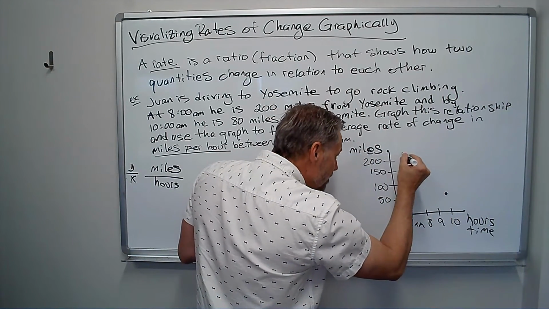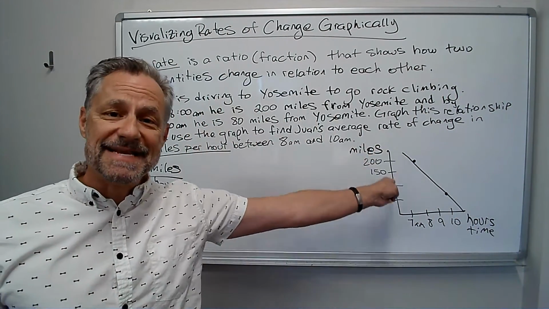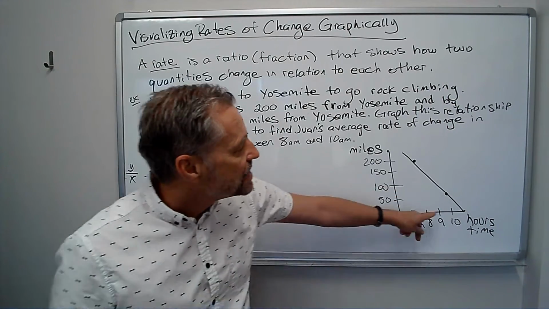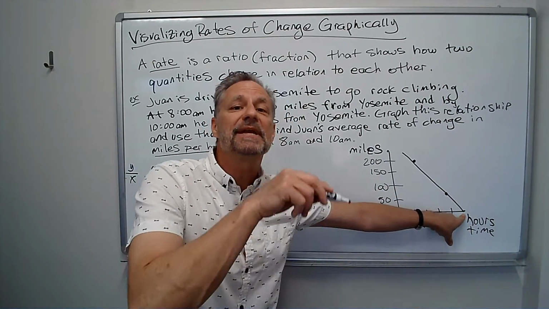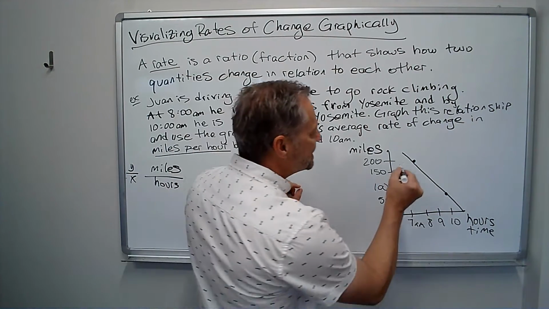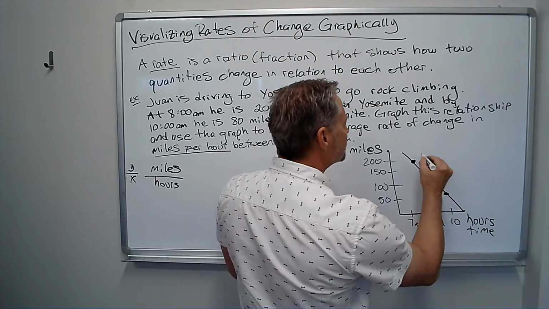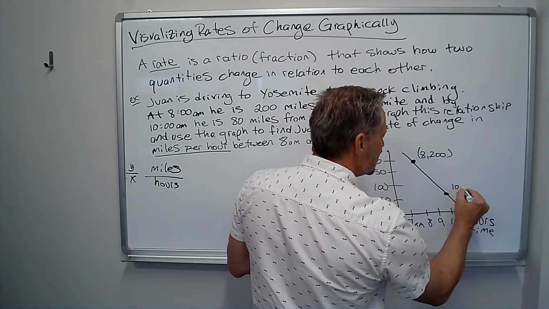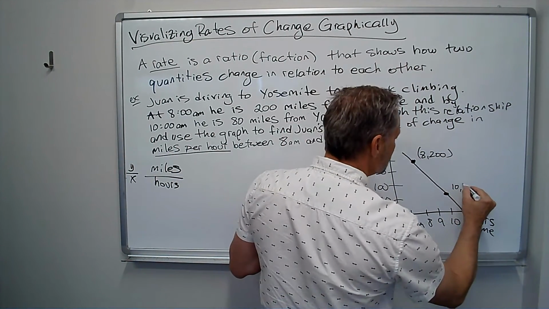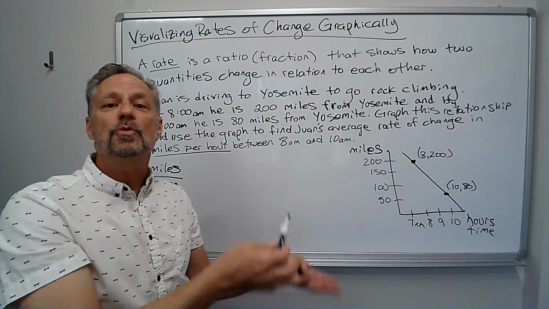And so my graph looks something like this, and that's showing me my distance away from Yosemite. Notice when it crosses this line here, I should be at Yosemite because I'm 0 miles away. But that's my idea of how I would graph these. So I would say, okay, at 8 a.m. I'm 200 miles away. At 10 a.m. I'm 80 miles away. And so that's showing me the rate of change.